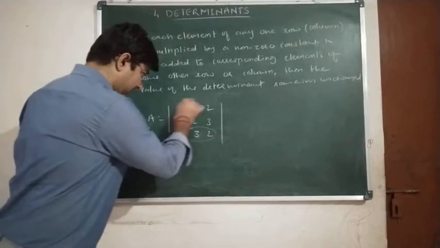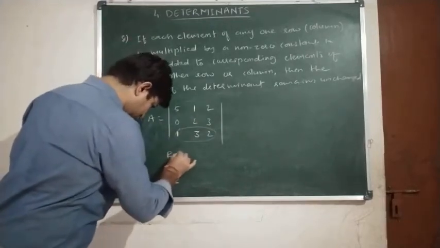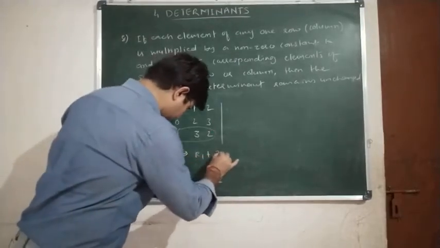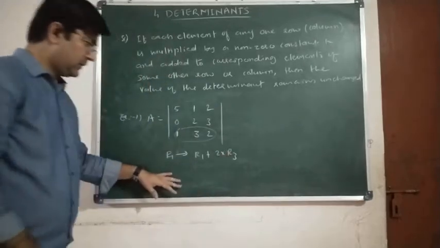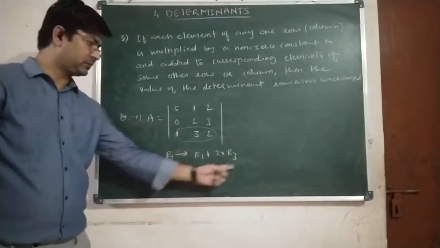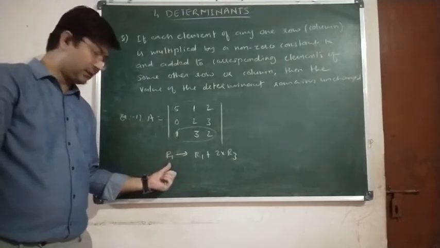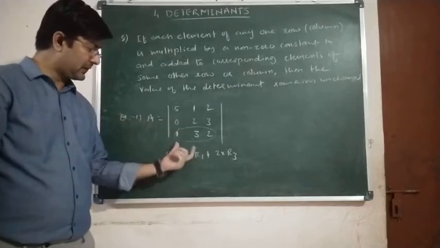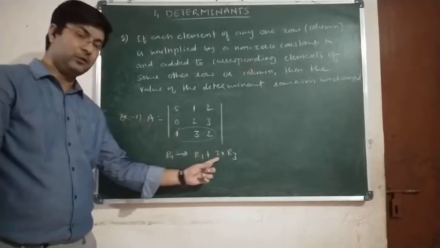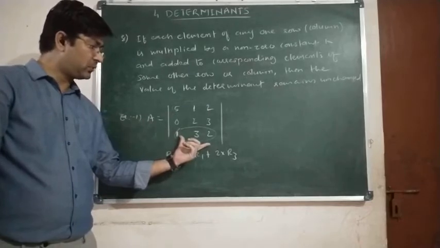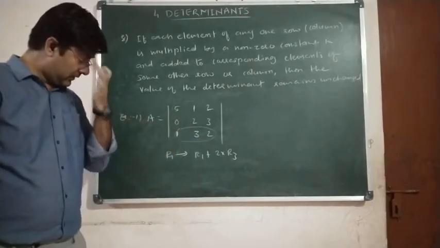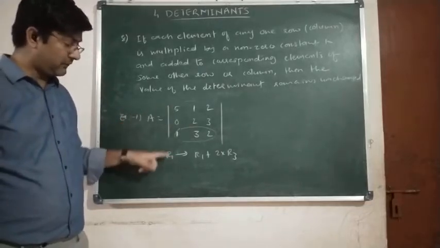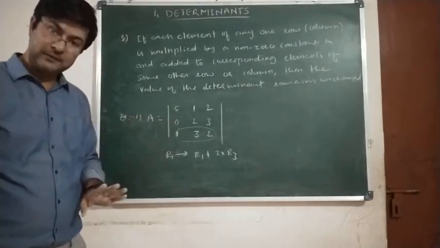Now this operation will be written in this way. Since we are going to add on the first row, we will write R1 plus 2 into R3. It is very important to understand this statement. The operation is carried on row 1. What is the operation? In R1 we are adding R3 multiplied by 2, meaning each element will be multiplied by 2 and added to the first row. So you will make changes in the first row R1 only. R2 and R3 will remain same.